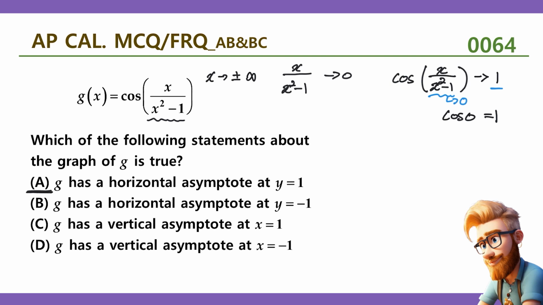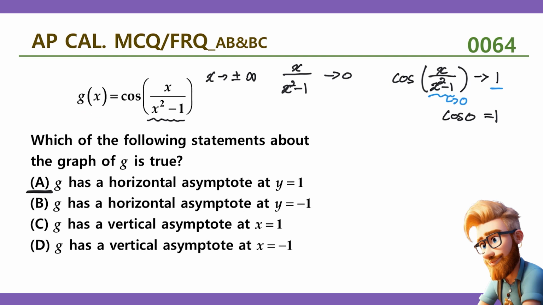Now let's talk about vertical asymptotes. Vertical asymptotes occur when the denominator of a rational expression is equal to 0, right? But here the function g is not a rational function. This is a cosine function, cosine of this angle. So no matter what angle value comes here, the function g is always between negative 1 and 1, right?